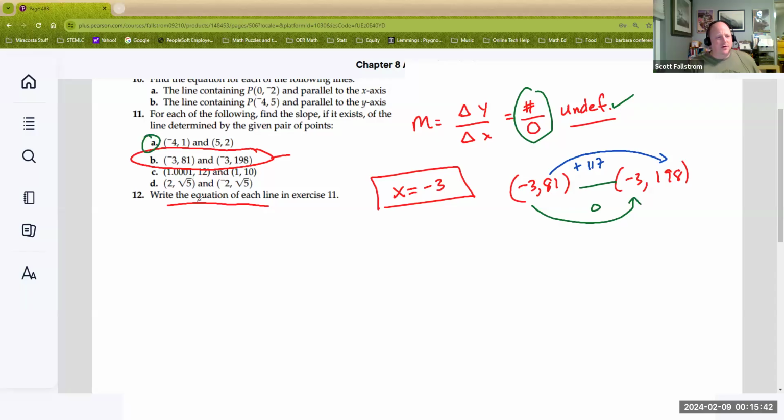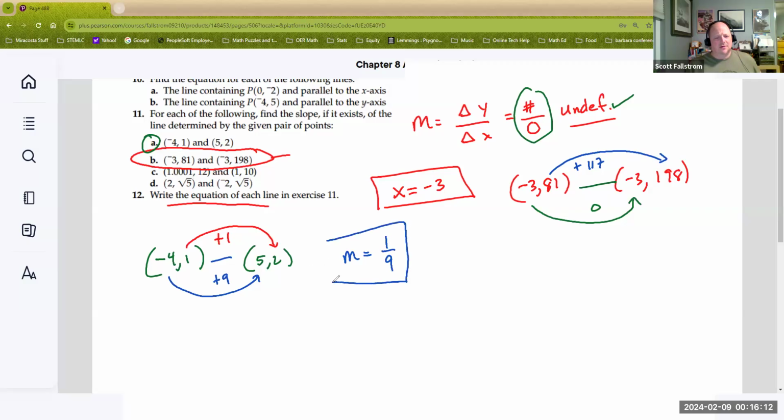Let's take a look at maybe another one. I'll do A, then I'll leave the other two for you to give it a shot. So again, you can start the same way. -4, 1, 5, 2, and then you say, well, what is the change in Y values? The change in Y values is up 1. And the change in X values went from -4 to +5, that is going up 9. So my slope is 1/9. So that's this part for question 11.